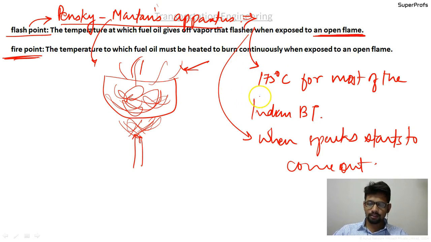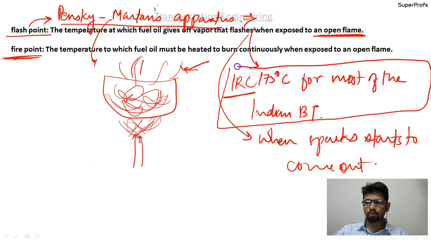And fire point is not given. The flash point is given by IRC as 175, and IRC doesn't give the fire point. So what you have to do is go up to the flash point only. You have to restrict yourself and heat the bitumen only until the flash point, with no subjection to temperature that would lead to continuous burning of the fuel.